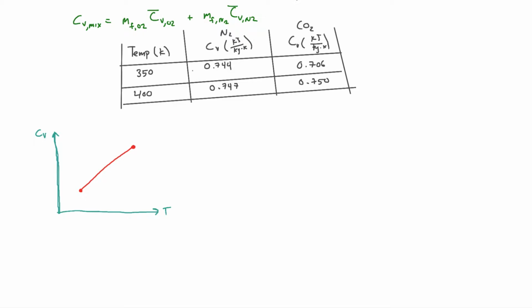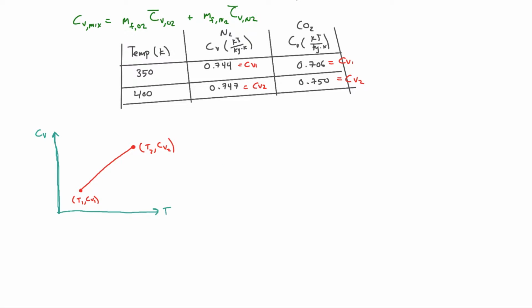So the next thing I'm going to do is define these points. This is going to be T1, CV1, and this is going to be T2, CV2. And these values are based on what we got from the textbook or from the table. So we'll do nitrogen first. So this is going to be our CV1. It's going to be our CV2. And then when we do the carbon dioxide calculation, this is going to be CV1 as well, and this is going to be CV2. So we'll use this equation for nitrogen, and then we'll use it again for carbon dioxide.